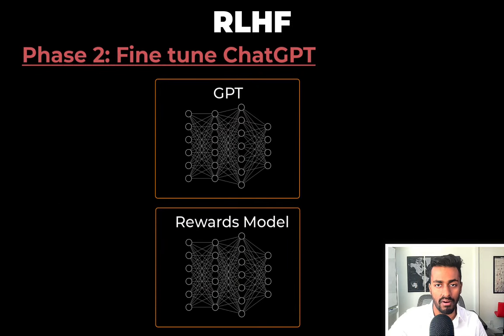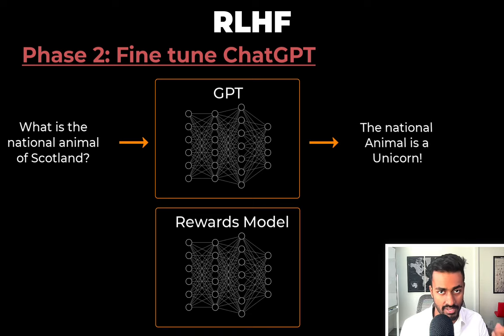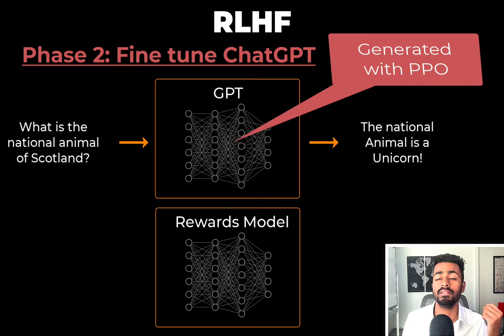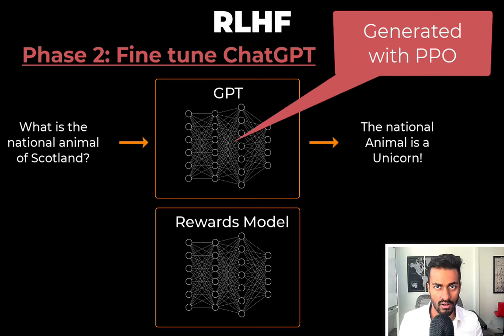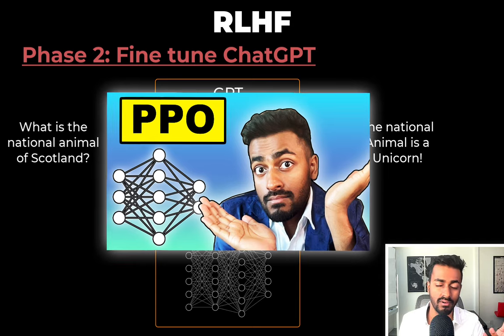Now onto the second part, where we use this rewards model along with proximal policy optimization in order to fine-tune ChatGPT. ChatGPT is given a question, and it generates a response. Now, this response is generated using the reinforcement learning algorithm called proximal policy optimization. For more information on how PPO works, I recommend you check this video out. It's a good one, you won't regret it.